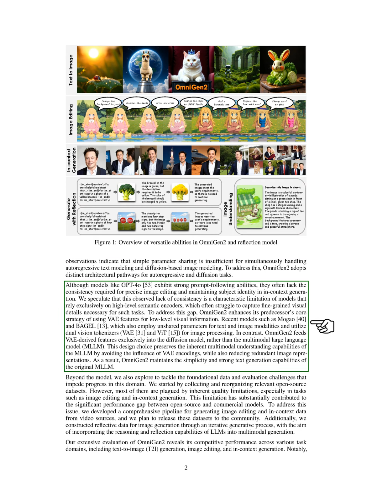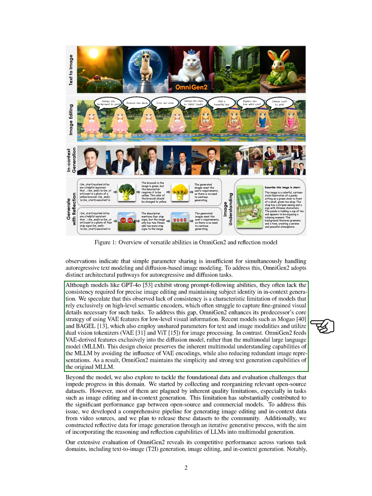While models like GPT-4o are good at following prompts, they often lack the consistency needed for precise image editing and maintaining subject identity in context. We believe this inconsistency stems from models relying solely on high-level semantic encoders, which struggle to capture the detailed visual elements needed for these tasks. To fill this gap, OmniGen2 builds on its predecessor by using variational autoencoder (VAE) features for low-level visual information.